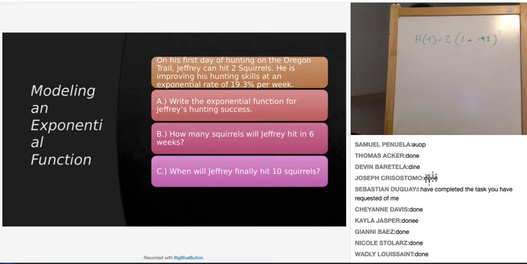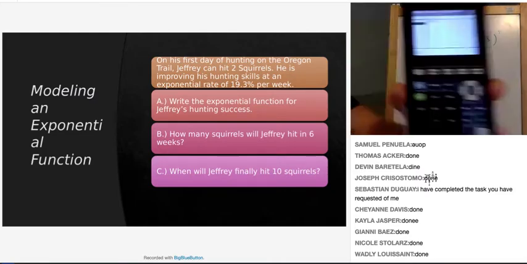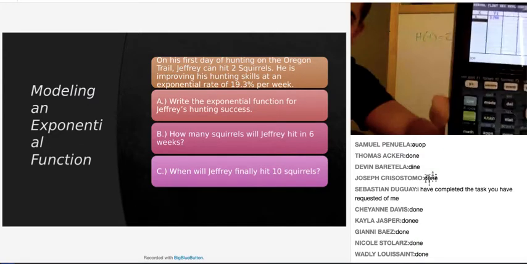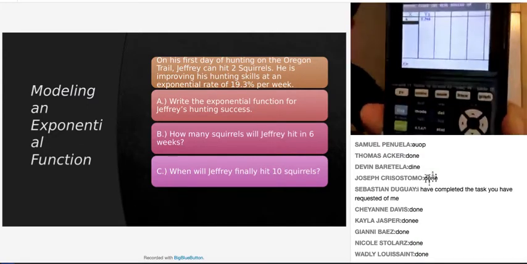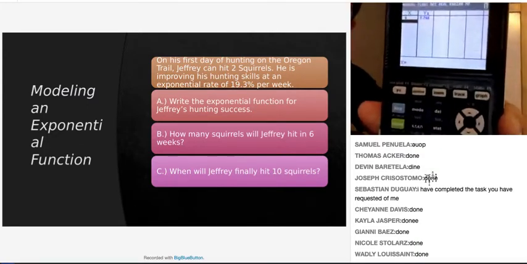All right, looks like most people are done. There's a lot of things you can do. I'm just going to go to the table. Let me minimize this. I'm going to go to the table and get my answer.